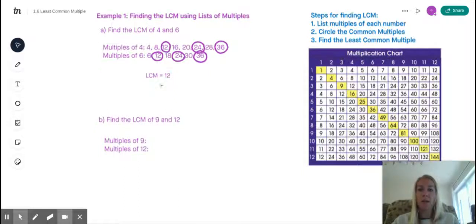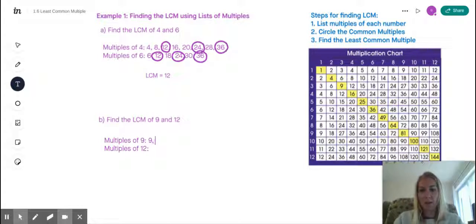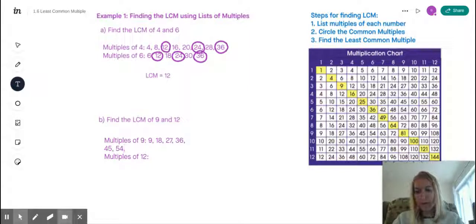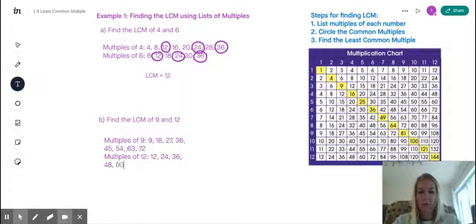Part B, find the least common multiple of 9 and 12. So step 1, let's list the multiples of each number. The multiples of 9 are 9, 18, 27, 36, 45, 54, 63, 72. Sure, let's stop there. And the multiples of 12: 12, 24, 36, 48, 60, 72.